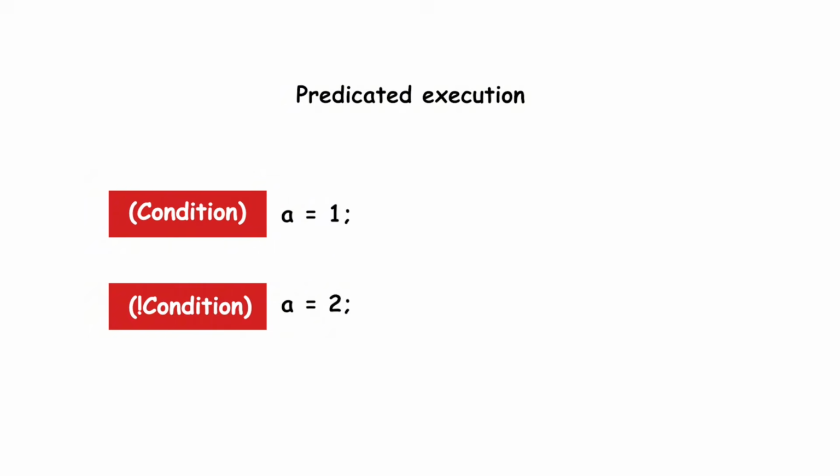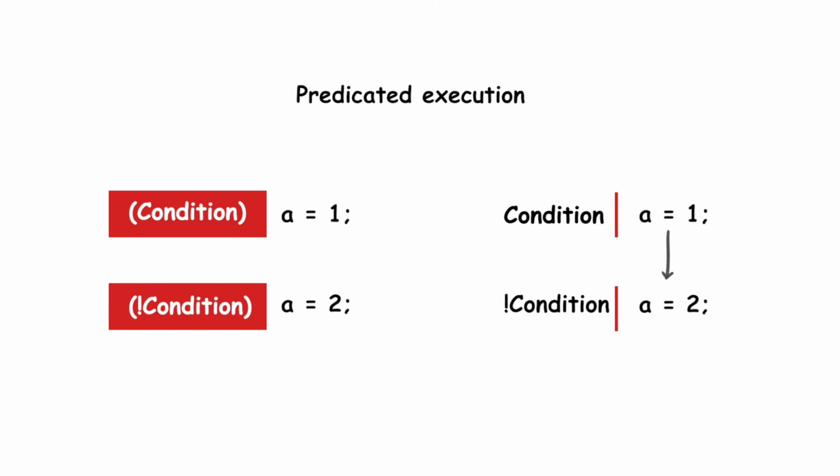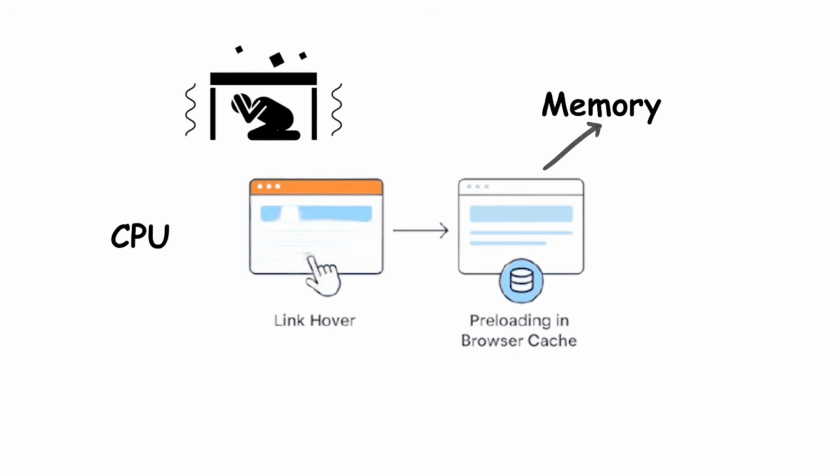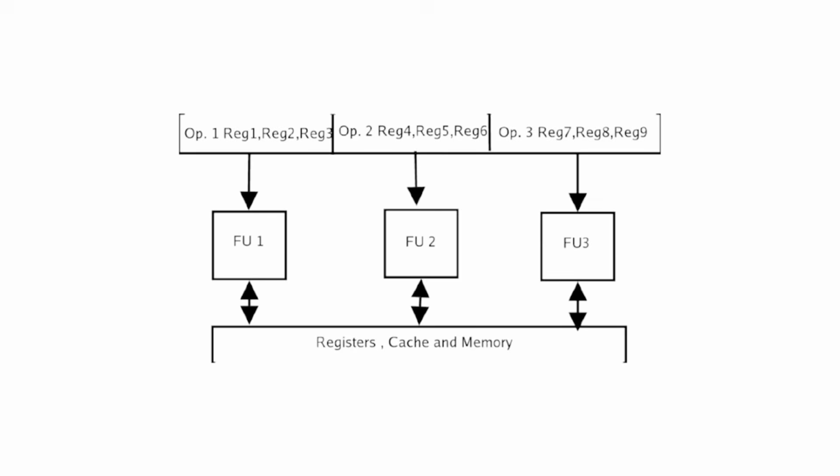Instead of branching on conditions, many instructions can be executed conditionally, reducing pipeline stalls from branch mispredictions. Speculative loading: the CPU can preload data from memory before it knows if it will be needed, hiding memory latency. Large register files: more registers give compilers greater flexibility in scheduling instructions without relying heavily on memory.